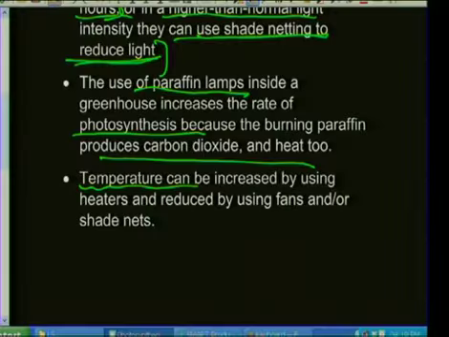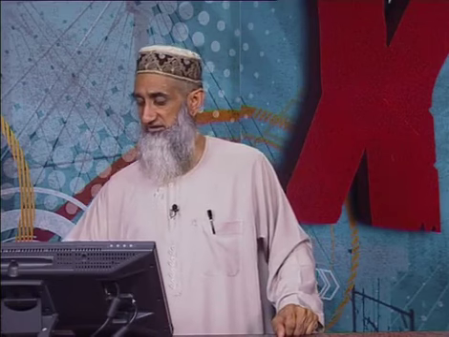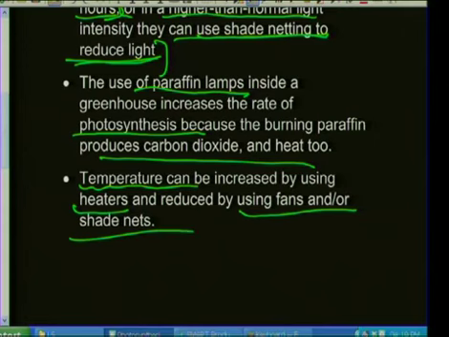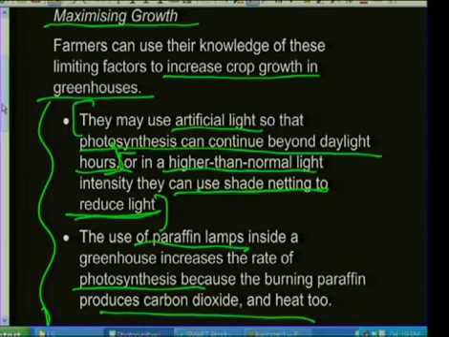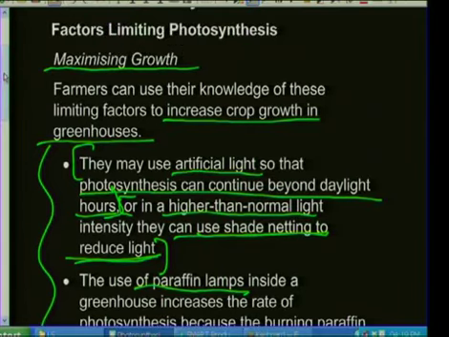Temperature, if there's a problem with temperature, can also be increased by using heaters. And if the temperature is too high, it can be decreased by using fans and or shade nets. So this is how the farmer can maximize, using his or her knowledge of photosynthesis, to get the best crop. This is what we mean by this heading. Let's go back to the heading: maximizing growth. Remember, higher photosynthesis will lead to higher growth, more crops, better for the economy, because then more can get sold and the economy improves in that way.